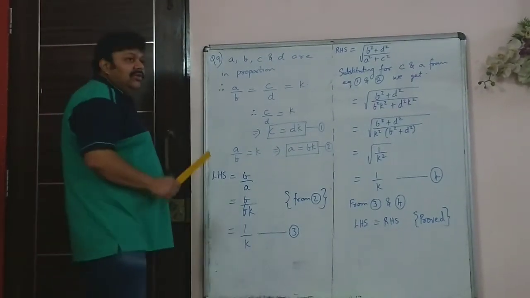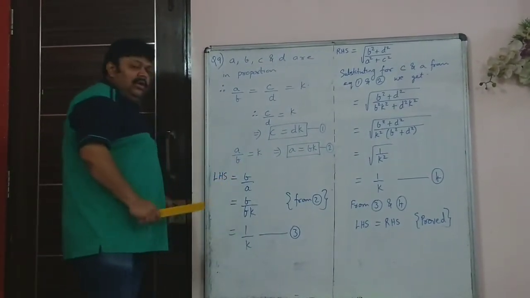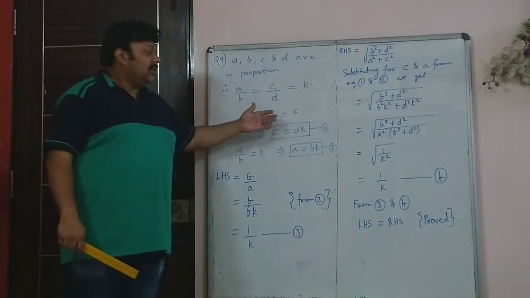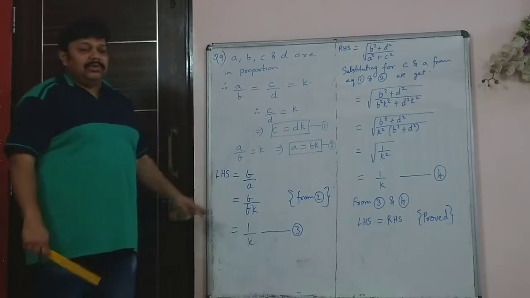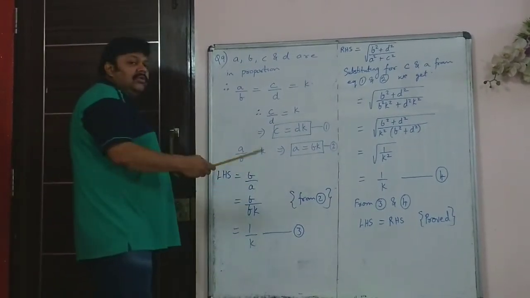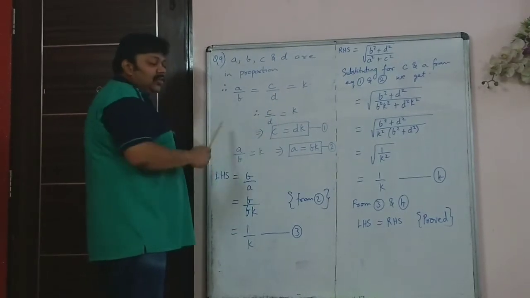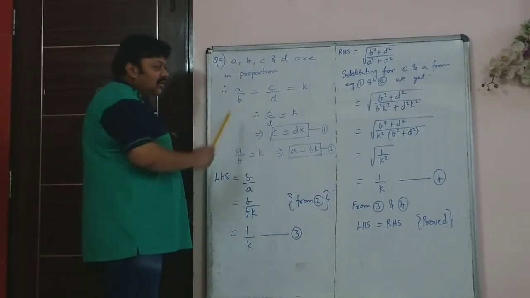So for all those sums, we are going to use the K method. You can solve without K also, but I will not be teaching you that method because this is the most simple method, and it is easy to substitute and get the values. We have seen that in all sums. So when you have to prove LHS equal to RHS, use the K method.